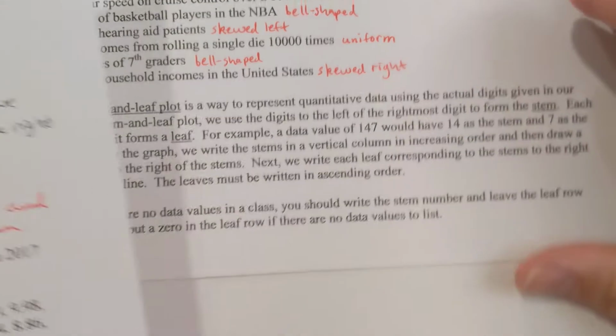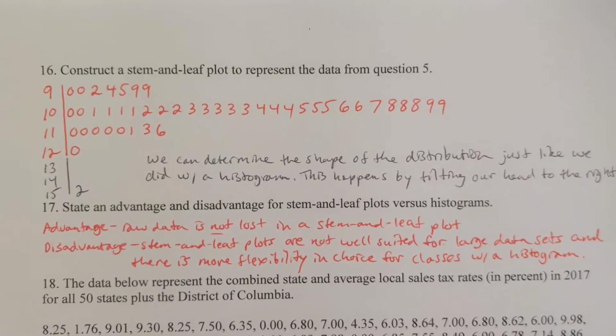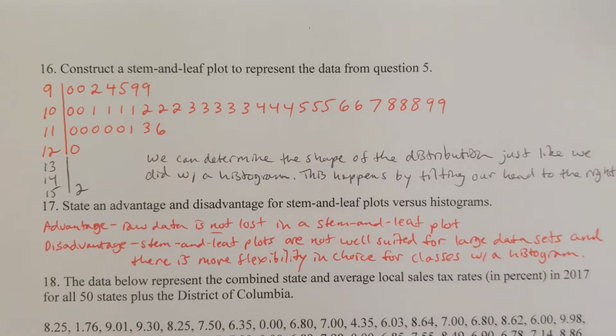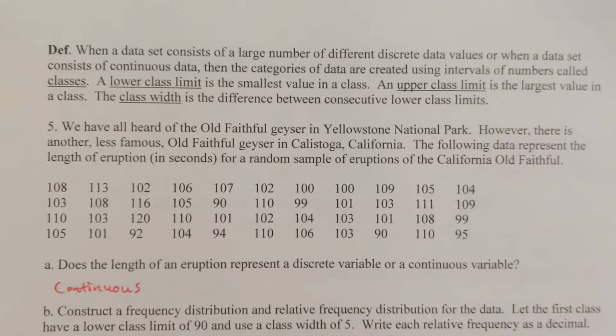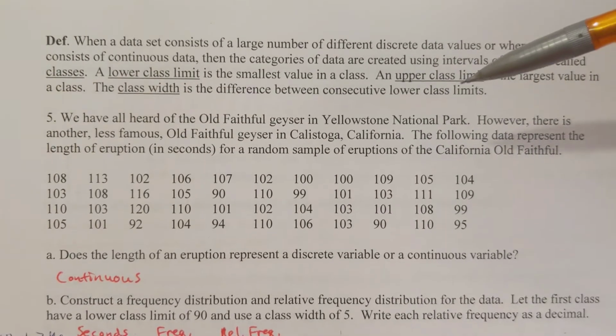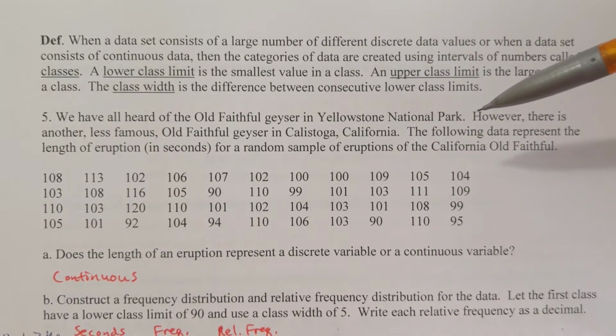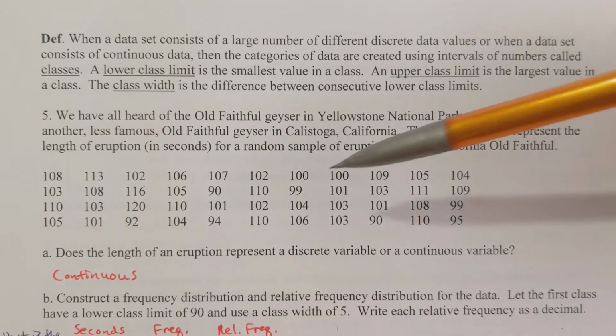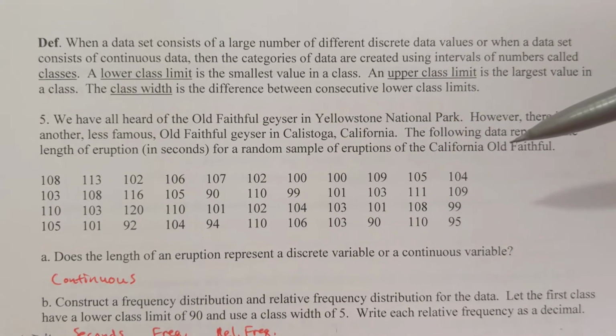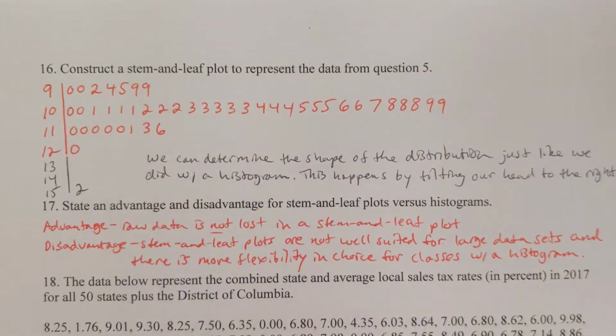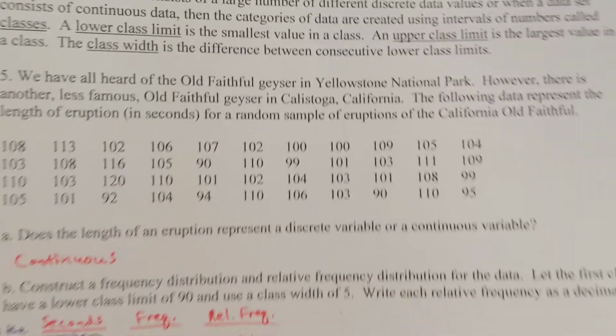Problem 16 is where they want us to construct a stem and leaf plot to represent the data from question 5. Question 5 was the Old Faithful Geyser in Yellowstone National Park data, and there are 44 different eruption times listed here. So we're going to construct a stem and leaf plot to represent this data.